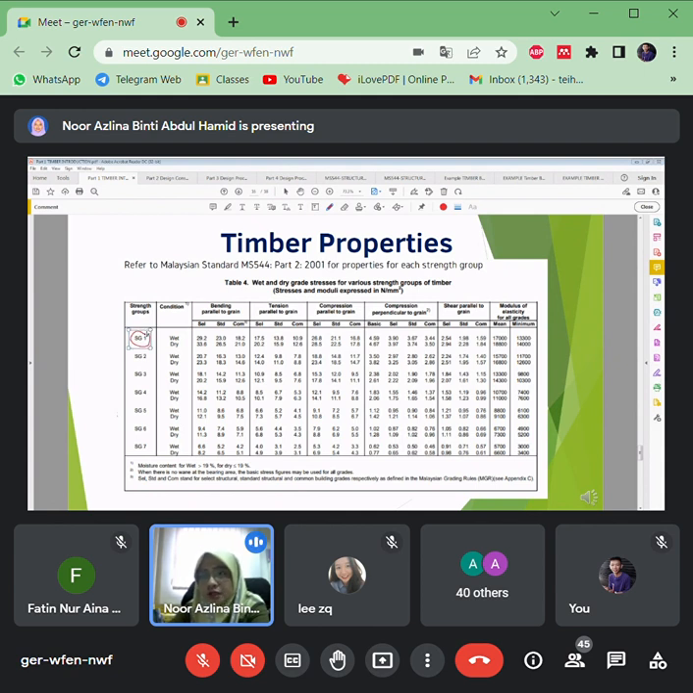Let's say for SG1, is it in wet condition or dry condition? As you can refer in these tables, it's noted here that the wet condition is when the moisture content is more than 19%. So if the moisture content is less than or equal to 19%, it is considered dry timber. Is it wet timber or dry timber? Normally it would be mentioned in the questions. So bear in mind that the final will usually include timber design. That means you have to design the concrete and also design the timber structure.